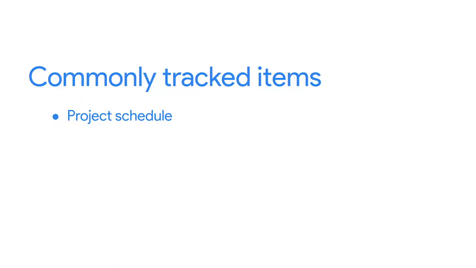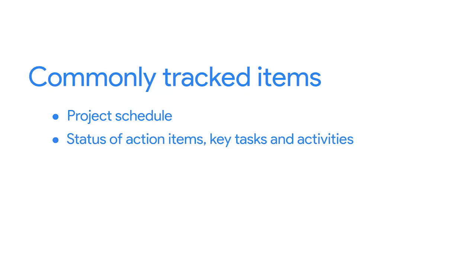This is made up of tasks and activities that ensure that the project is effectively heading toward its completion date. After all, your ultimate goal is to complete your deliverables on time. Equally important is tracking the status of action items, key tasks, and activities to ensure that that work is actually getting done. Tracking tasks also helps to track your team's progress toward milestones.